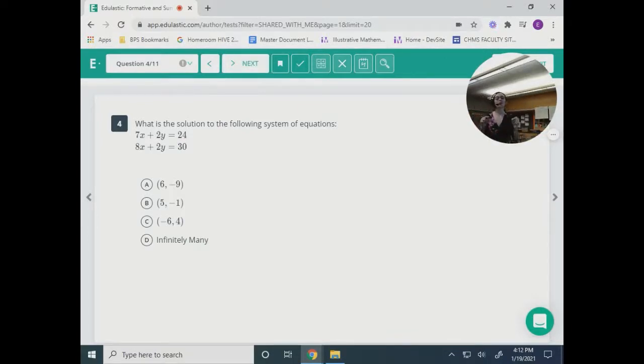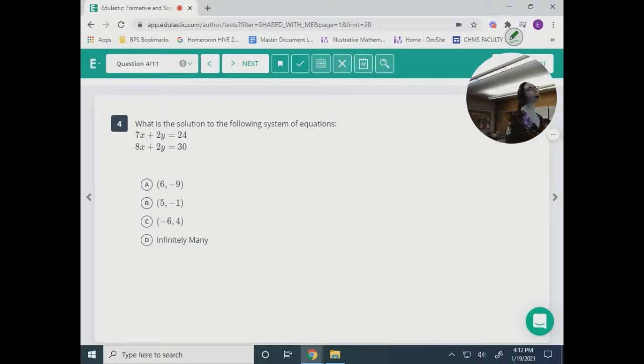So we have a couple options that we can do with this one. We can do substitution. Nah, I don't like it, because I would have to do a lot of division to get one of those variables by itself. I could graph, but I don't have the graphing option and you need to show work. So that's not going to work. We have to do some elimination.